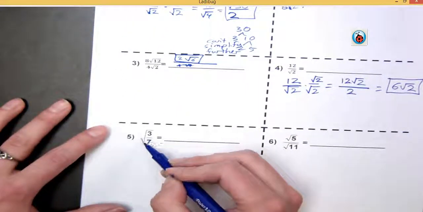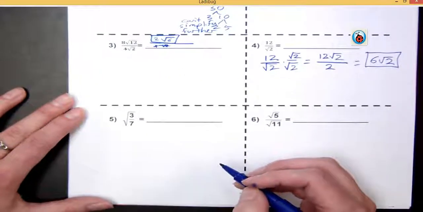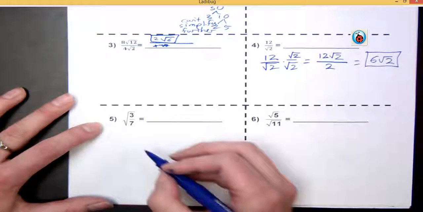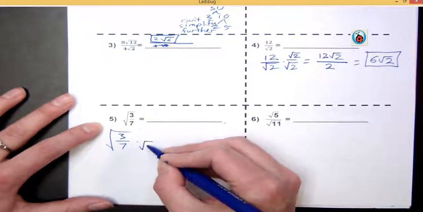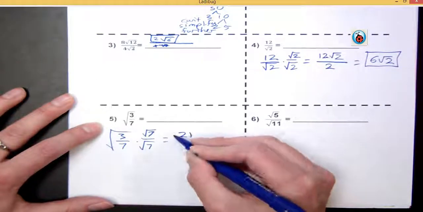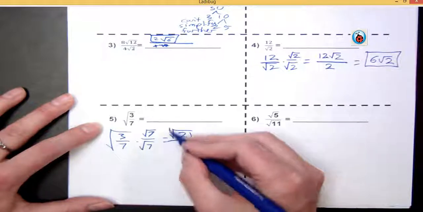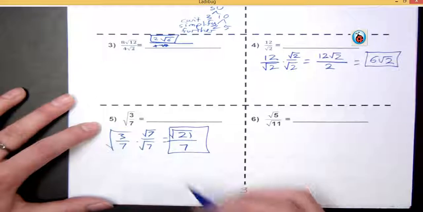Alright, next this is written differently. It's just a large square root symbol, which is the same thing as we did in example 1. 3 does not divide by 7, so instead I do 3/7 times root 7 over root 7, which gives me root 21 over whole number 7, and that's my final answer. 21 can't simplify, it's just 3 times 7.